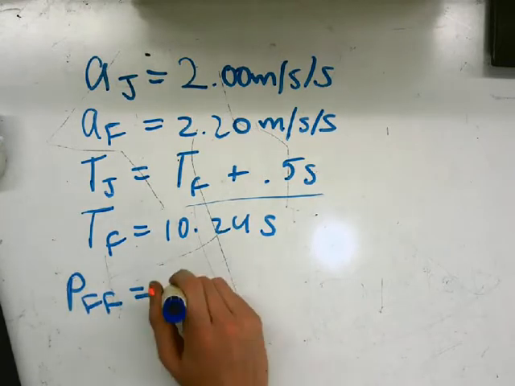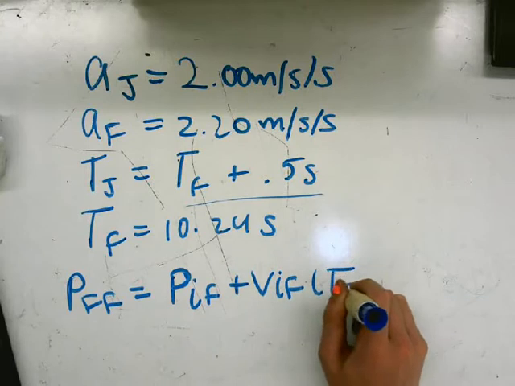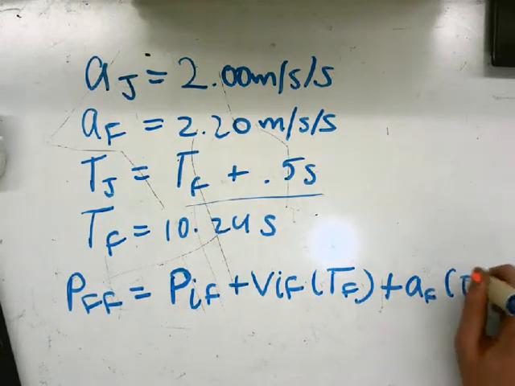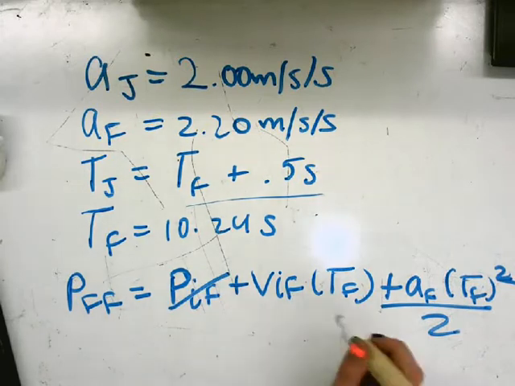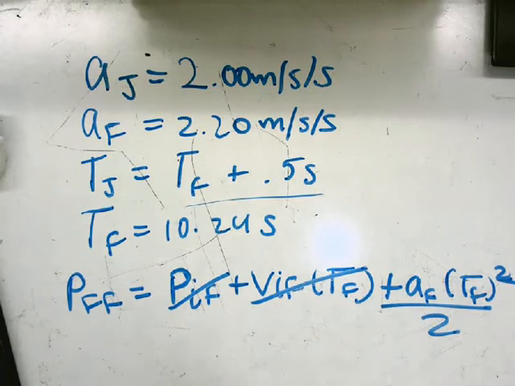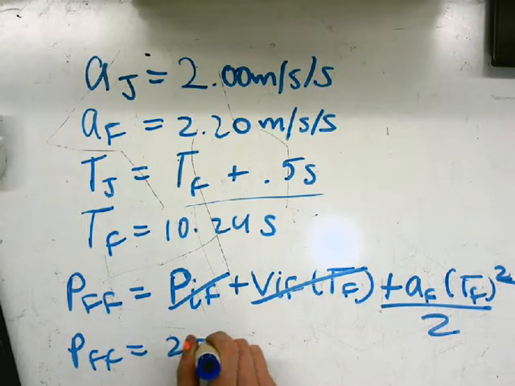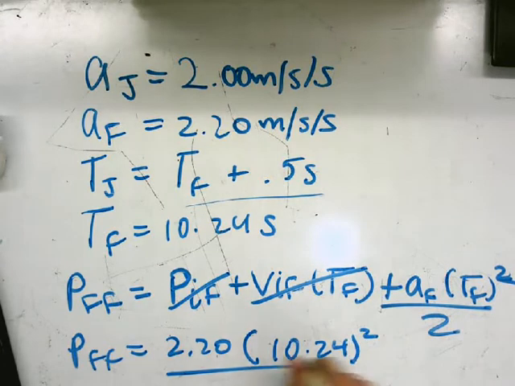Now we know that his initial position is still 0 and the initial velocity is still 0, so both of those are gone. And we know that the acceleration of the friend is 2.2 meters per second squared, and that his time is 10.24 seconds, squared and then over 2. So we get that the final position of Jerry's friend is equal to 115.34 meters. And since they're equal, that's both of their positions, so they're both equal to 115 meters.